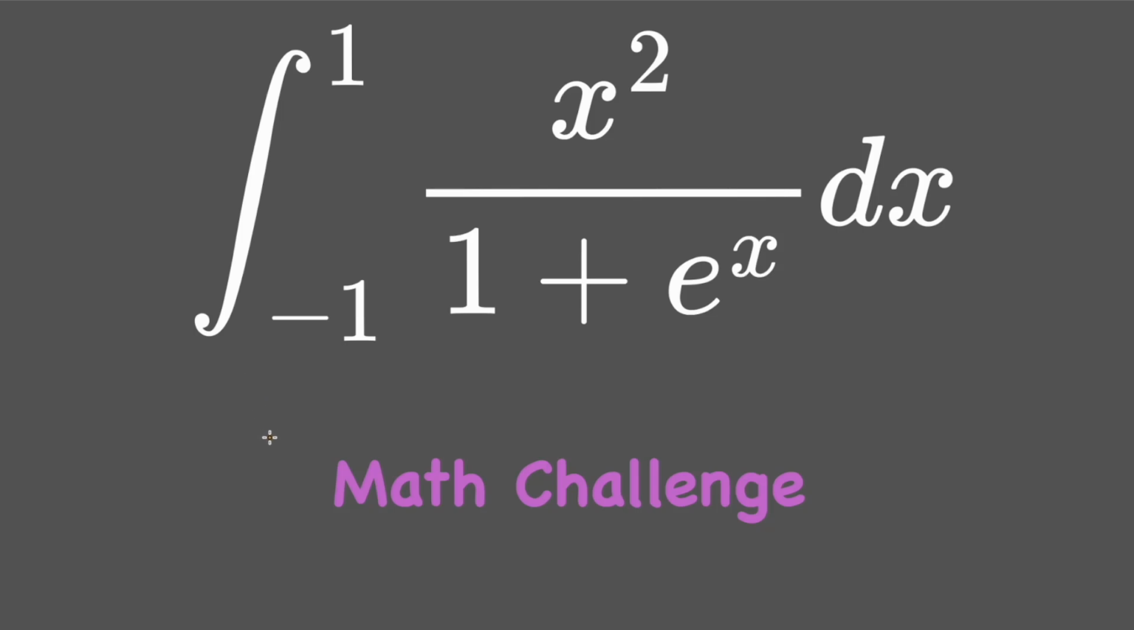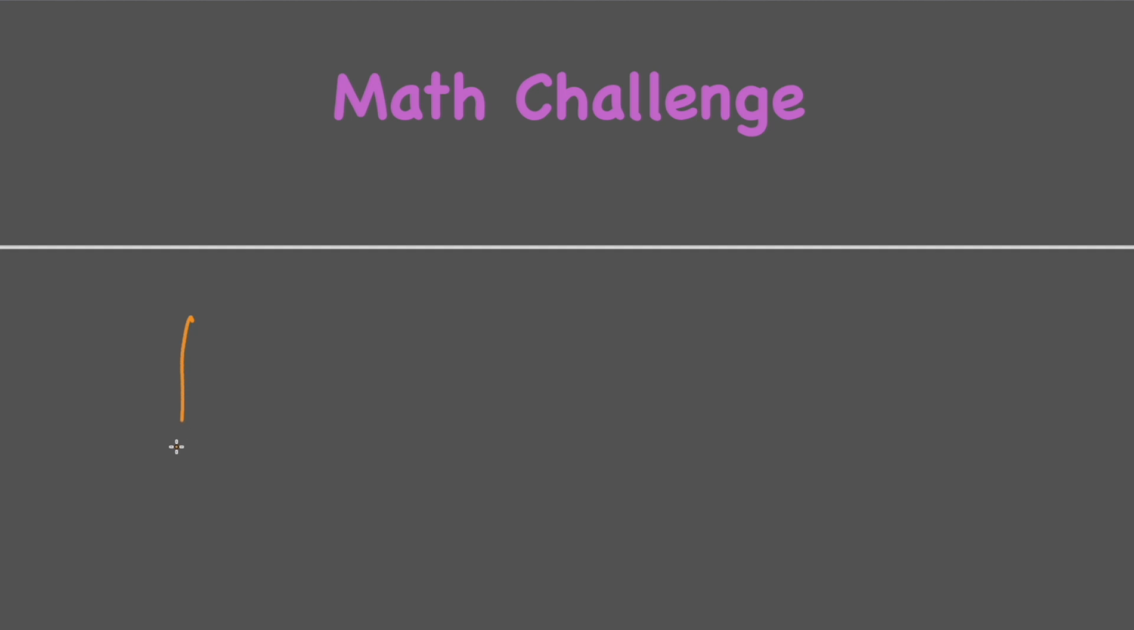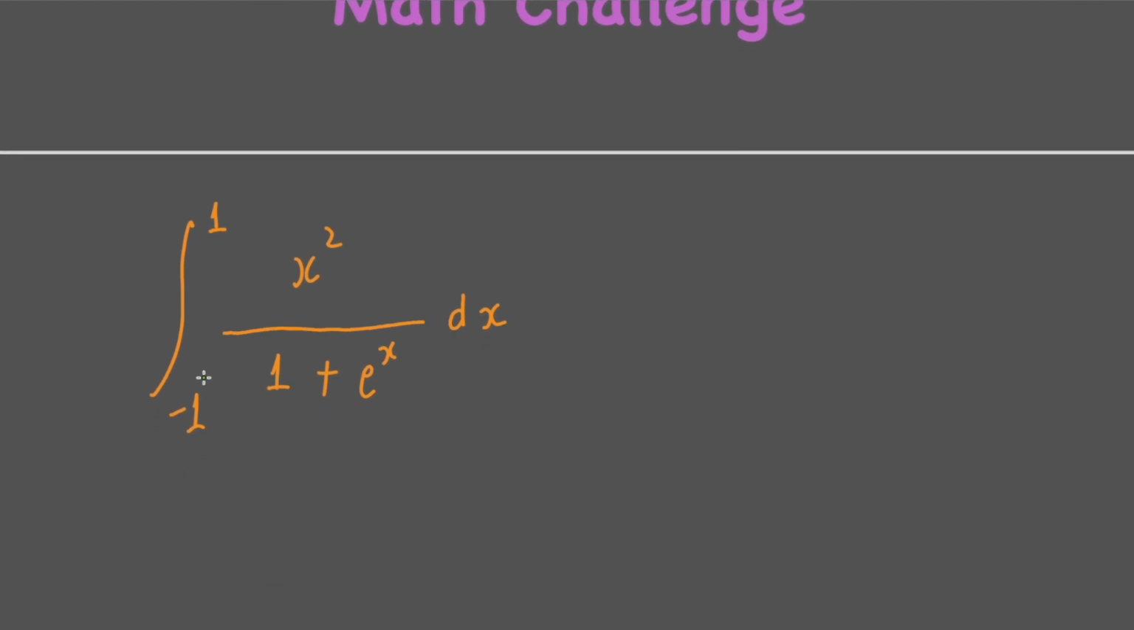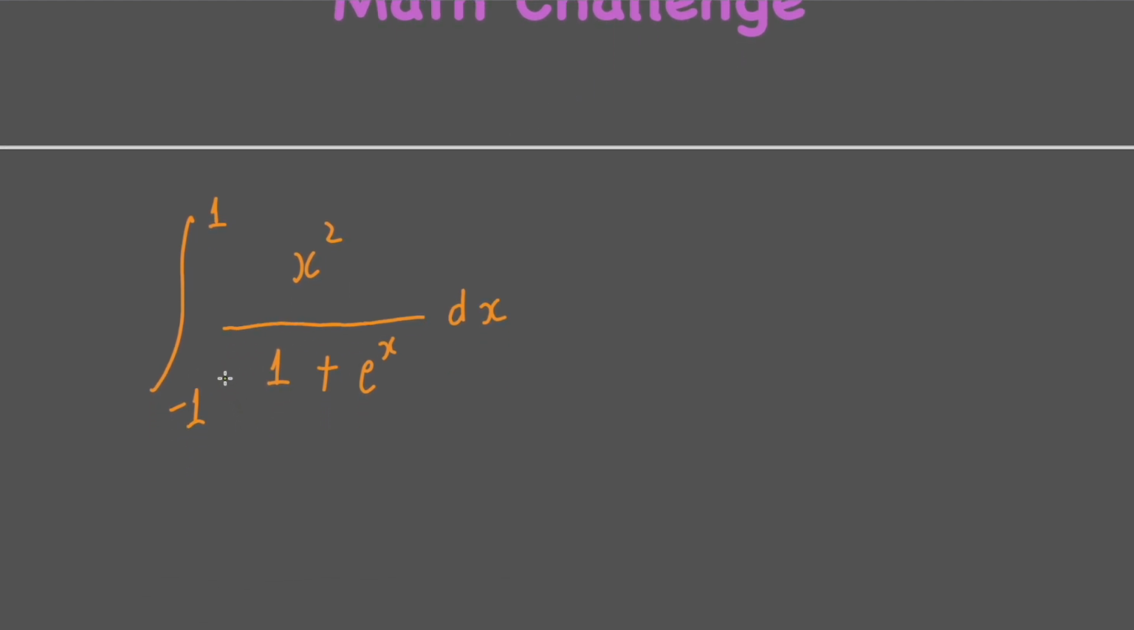Now let's get started. We have the integral from -1 to 1 of x squared over 1 plus e power of x dx. And for this kind of integral, first of all, we can observe the domain of x lies in -1 to 1.